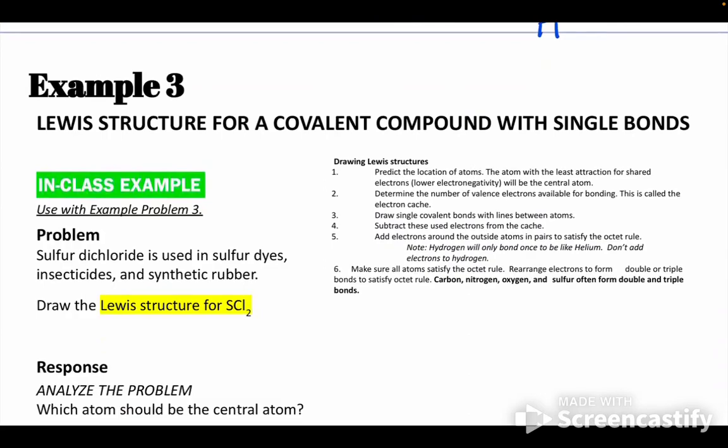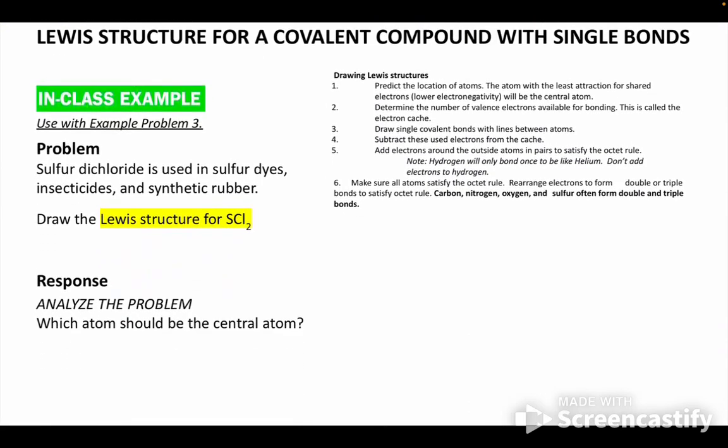So let's look at another one. So this one is SCl2. And again, you can see sulfur does have the lowest electronegativity, but also kind of from the formula, you can guess that sulfur would be the central atom.